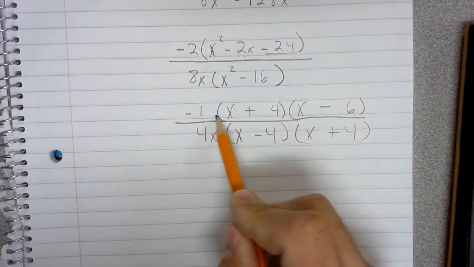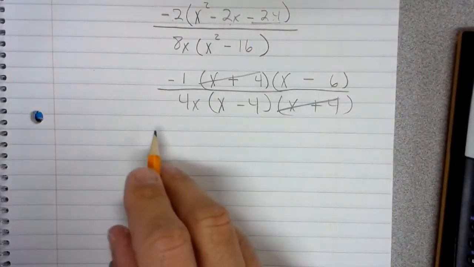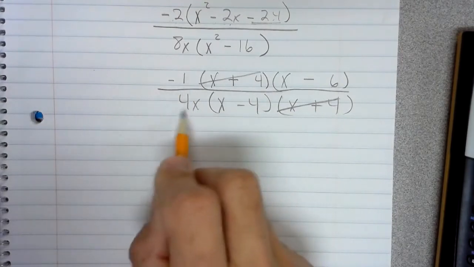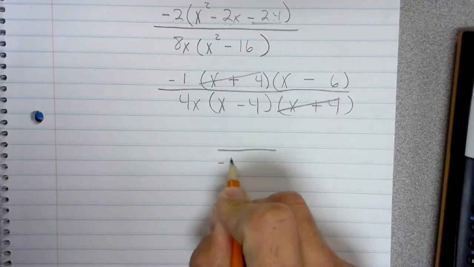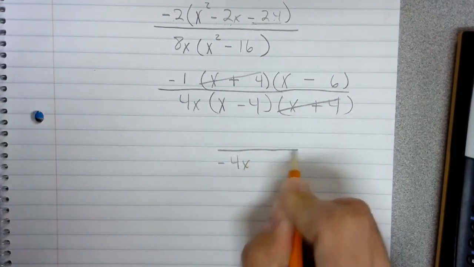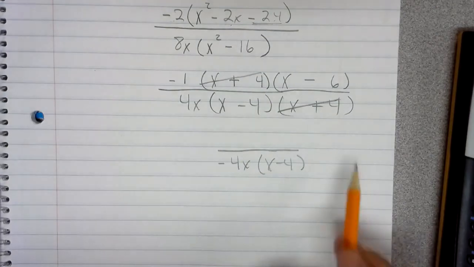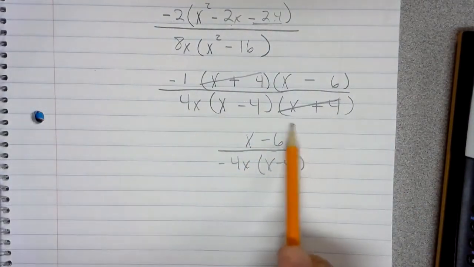I can cancel this x plus 4 with that x plus 4. So my remaining answer, I'm going to take this negative, that negative 1, I'm just going to put it on the bottom. So on the bottom, I'm going to have negative 4x, and then an x minus 4. And then on top, the only thing I have left is an x minus 6.